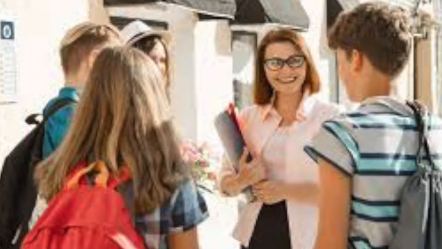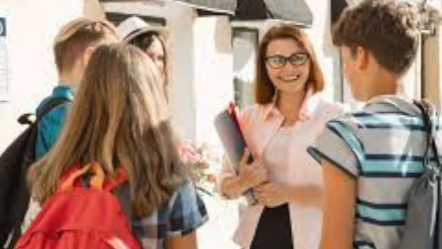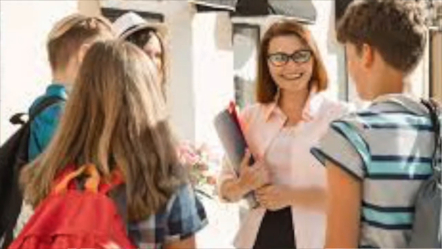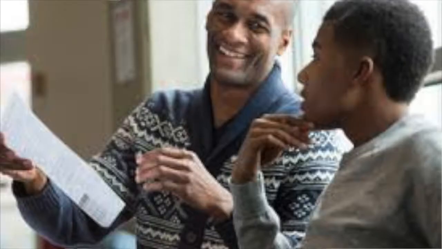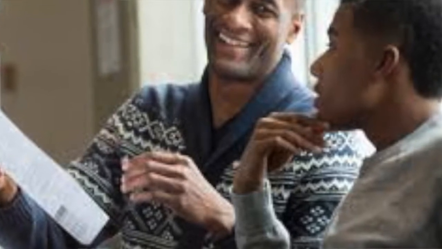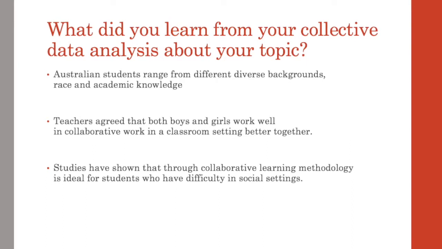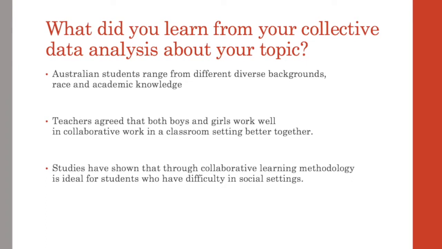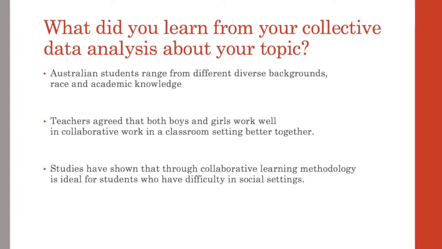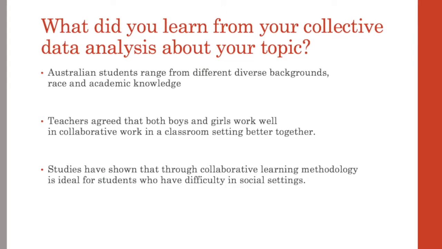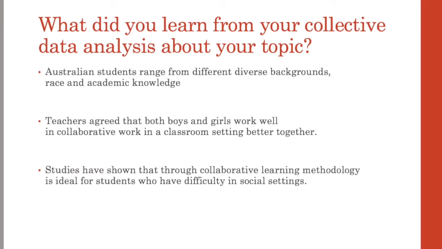The student-teacher relationship is critical and balances care for the individual with the teacher's role as a leader in the classroom. Students respect and trust teachers who set clear expectations for behaviour, believe that all students can achieve, and who demonstrate fairness and consistency. Australian students ranged from different diverse backgrounds, race and academic knowledge, which contributed to seeking answers for the question: how does collaborative learning minimise disruptive behaviour?